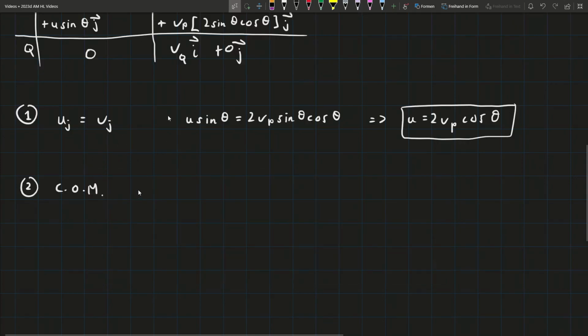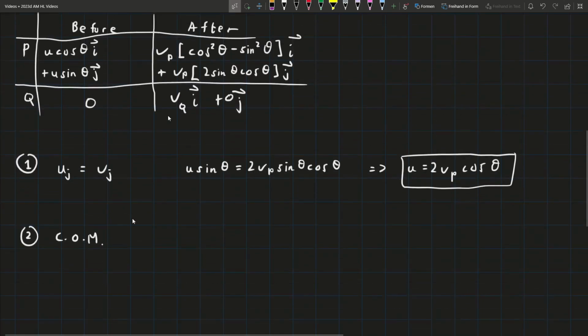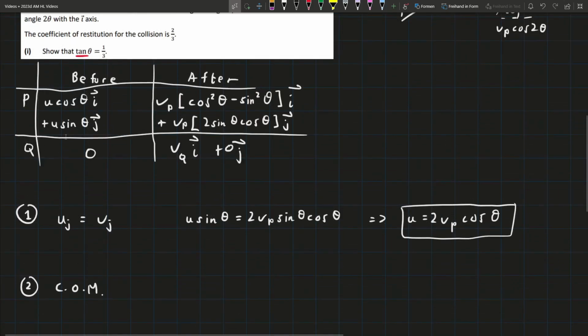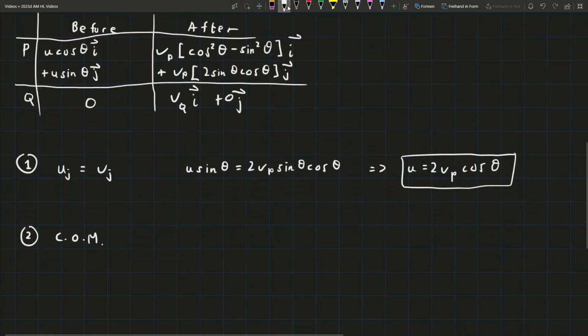Momentum is actually going to be conserved in the J direction as well, but because the initial momentum in the J direction here is 0, and since the velocities are the same for P in the J direction as well, we don't actually get any new information by including the J direction, because the velocities all stay the same. So we can just apply this in the I direction, and it'll be simpler, because we don't need to take into account the J direction. You can if you want, but this is just less work. So we're going to do the conservation of momentum in the I direction.